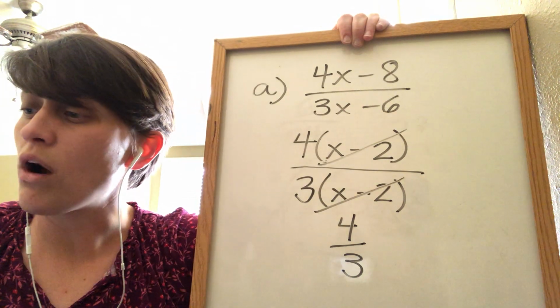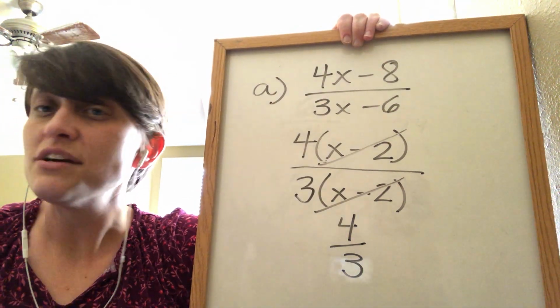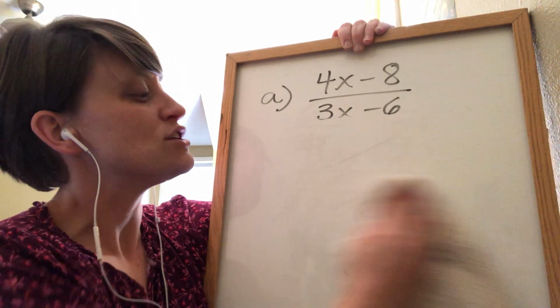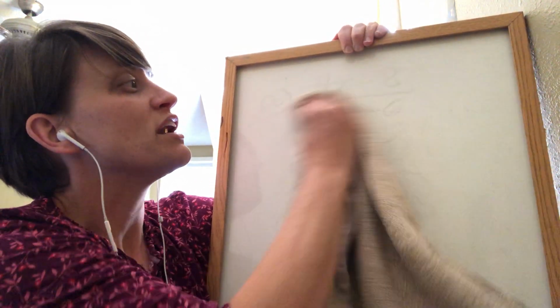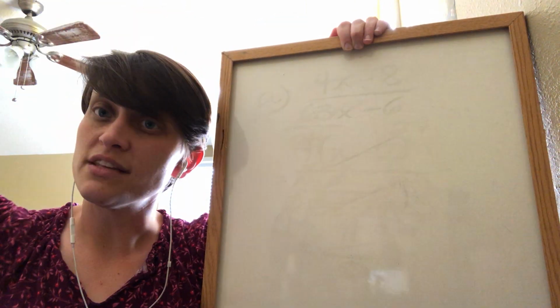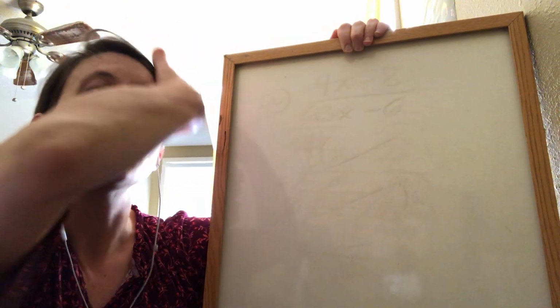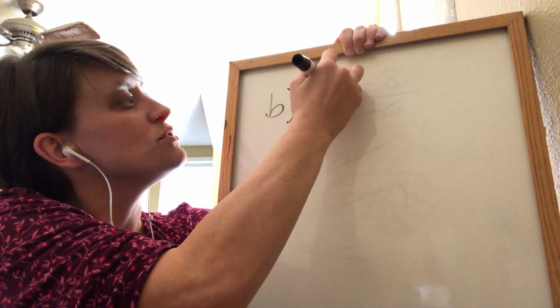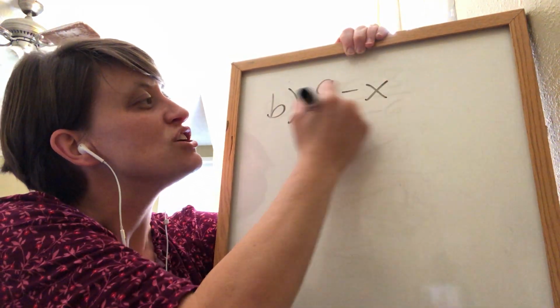Okay, let's look at some more. Now, what you'll notice is that the factoring might get a little more complicated, but the process is always going to be identical. We're going to factor the numerator, factor the denominator, and look for some common factors. Okay, B kind of shows you something that could happen to look out for.